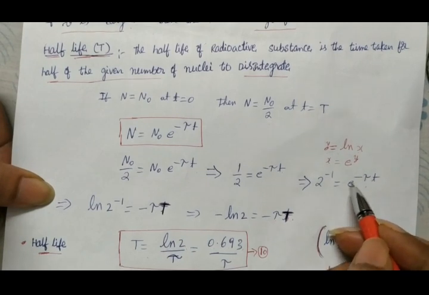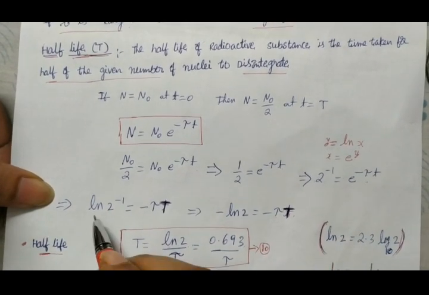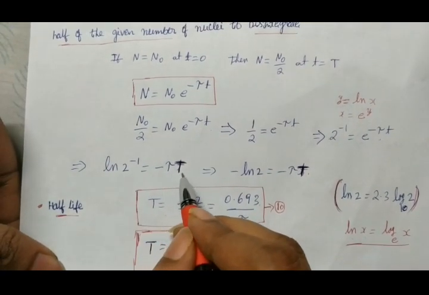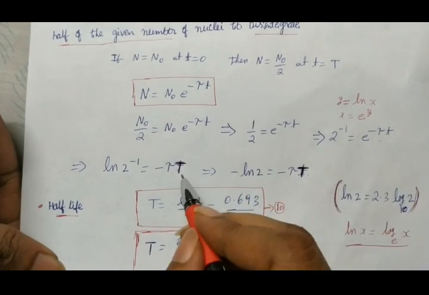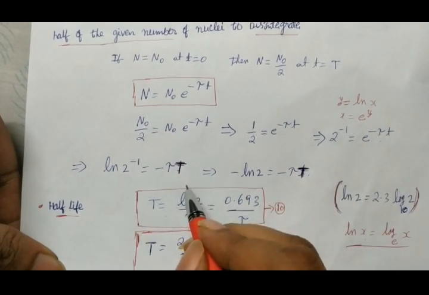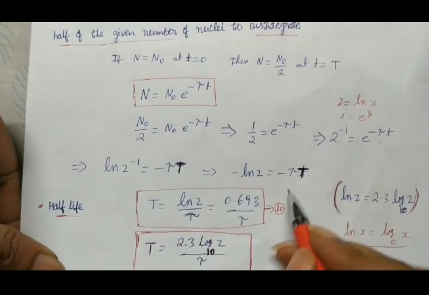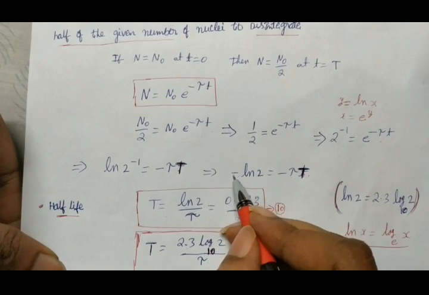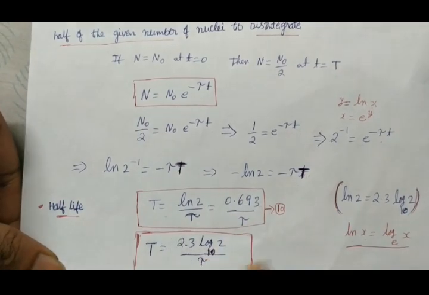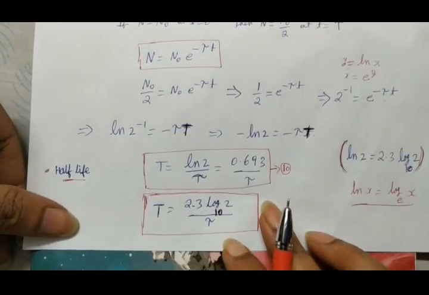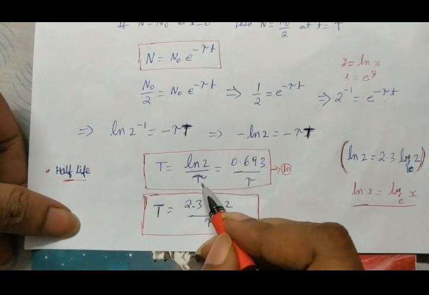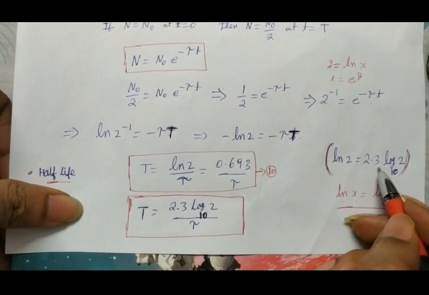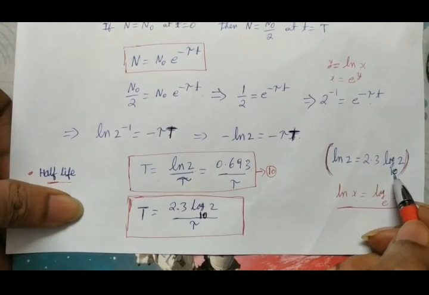Here, 2 power minus 1 is equal to e power minus lambda T. To get minus lambda T, you can apply log, that is, minus log 2 power minus 1 is equal to minus lambda T. That time is what we call half-life, so capital T. Then, the minus sign from the power minus 1 cancels with the other minus, and T is equal to log 2 by lambda, where log 2 is the natural logarithm.